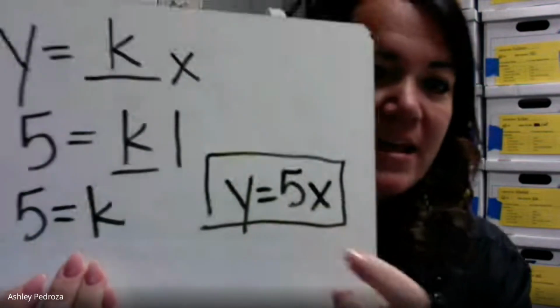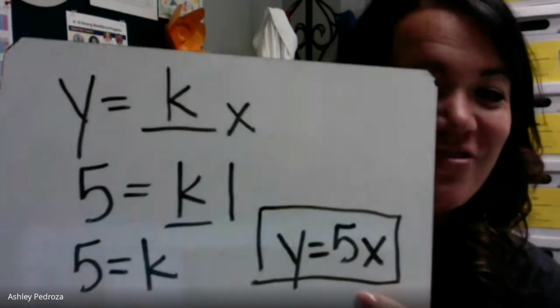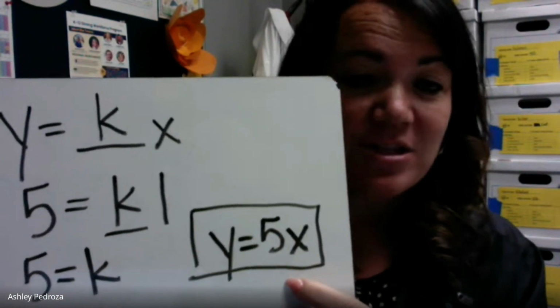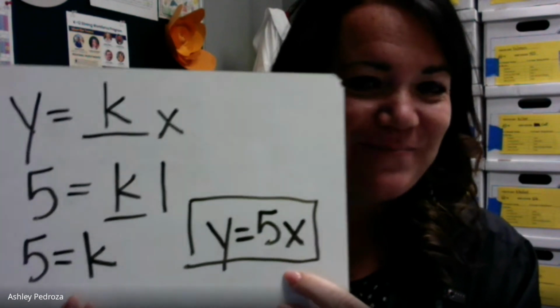Write the equation for the relationship between X and Y. Y equals 5X. That is my answer. Y equals 5X. Congratulations to those that got the right answer. If you didn't, you're welcome to watch this video a couple more times, or there's an explanation that you can pick up from your teacher.